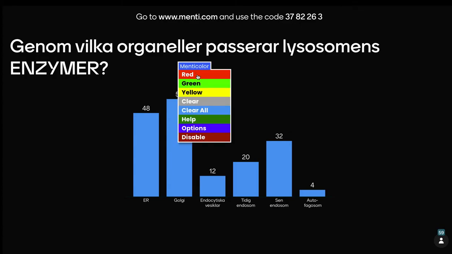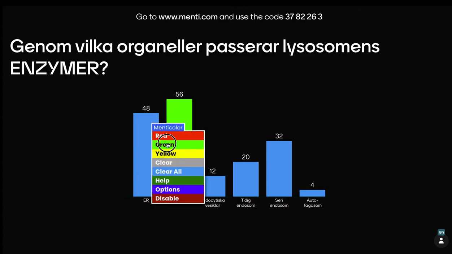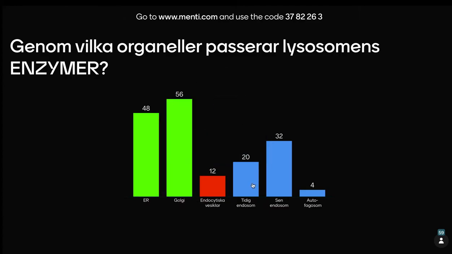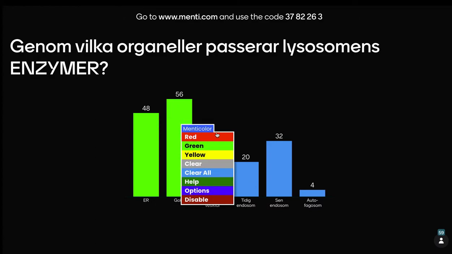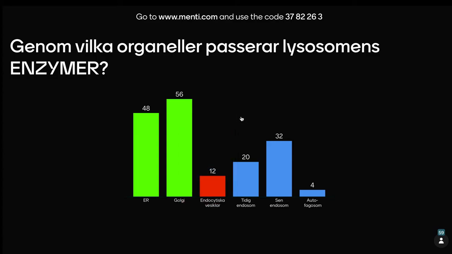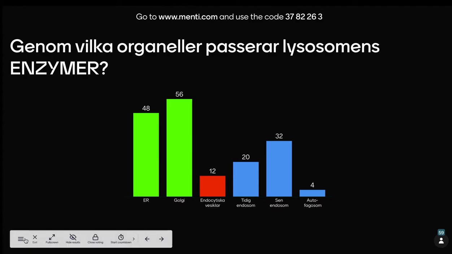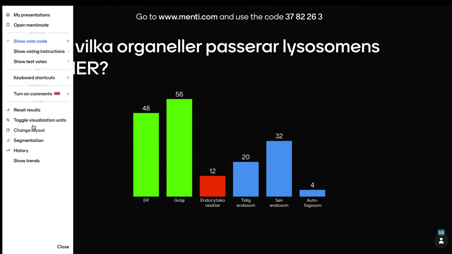The colors that are offered in this contextual menu can be changed by the user, by you, by going to the options page. That will be shown in a different video. And this highlighting will also be preserved if you want to choose to go to another layout, as you can do here in the Mentimeter sidebar menu.